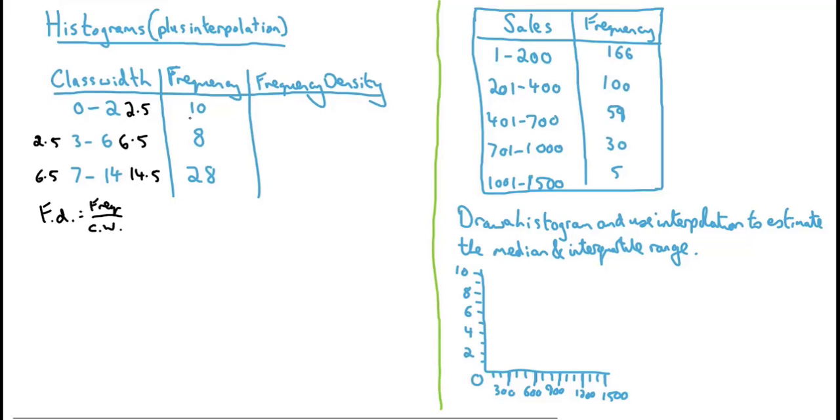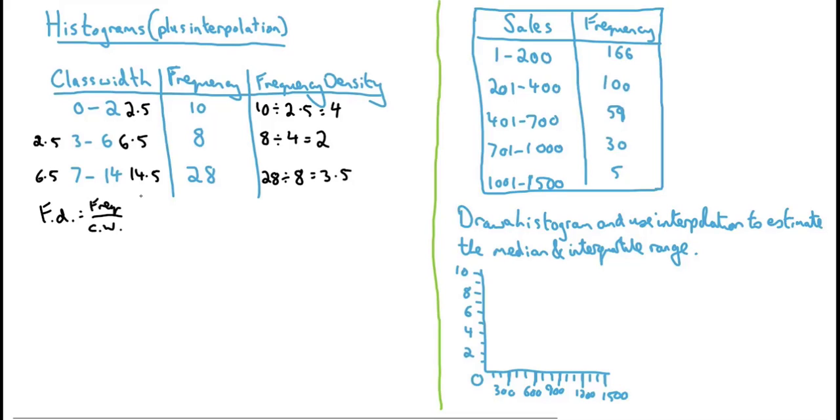Now, when we get our frequency density, so taking the first row, our frequency of 10, and divide that by the class width, 0 to 2.5 would just be 2.5. Therefore, your frequency density here is going to be 4. Next, this frequency is 8, and the difference between 2.5 and 6.5 is going to be 4. Therefore, your frequency density is 2. And then here, frequency of 28 divided by, and the difference between 6.5 and 14.5 is 8. So here, you would find that being 3.5.